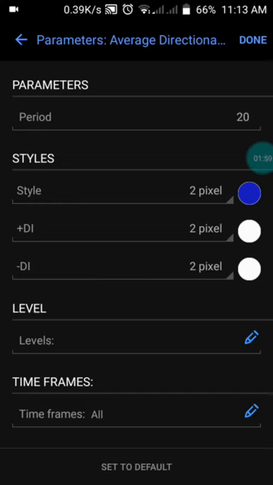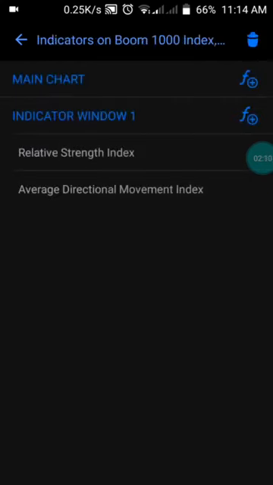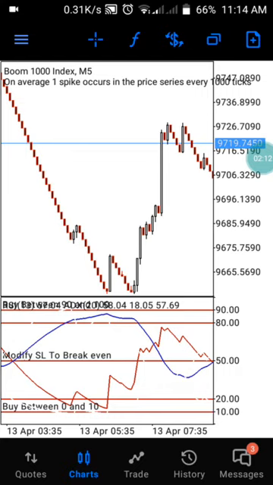I have my period to be 20, and my style in blue color. The plus DI and the negative DI are in white color, because that is the color of my background. If you are using a black background, you can choose black color where I chose the white color here. So when you press done, then you have the settings on your chart.